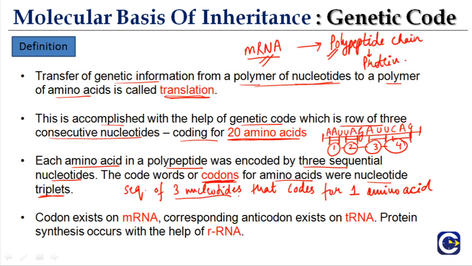Sometimes there can be very easy questions from this part. Codons exist on mRNA. So here, as I told you, this was the mRNA sequence. Codons exist on mRNA. The corresponding anticodon exists on tRNA. Protein synthesis occurs with the help of rRNA.